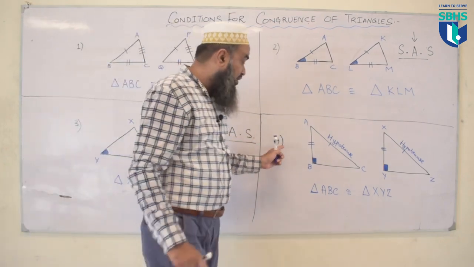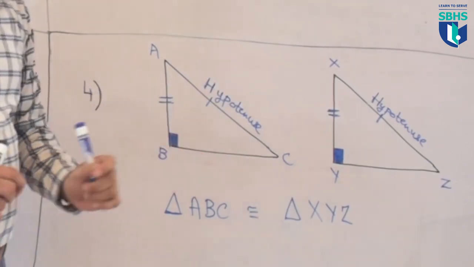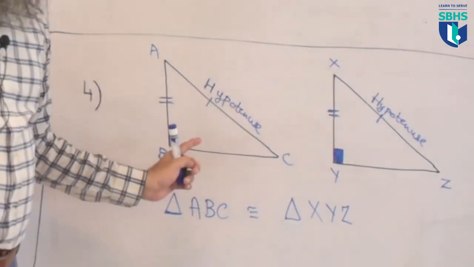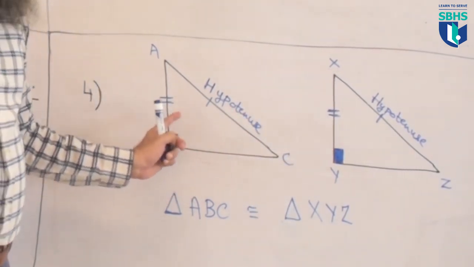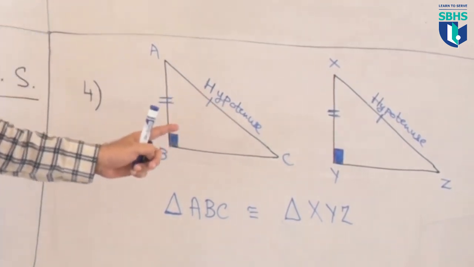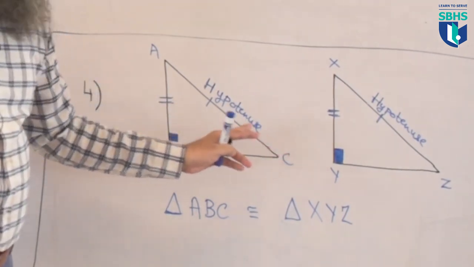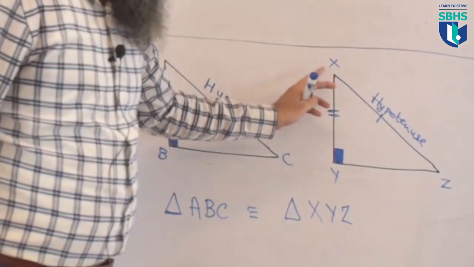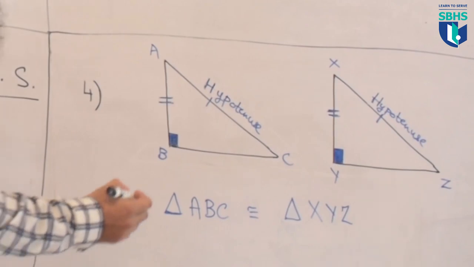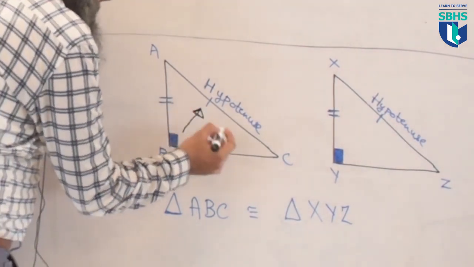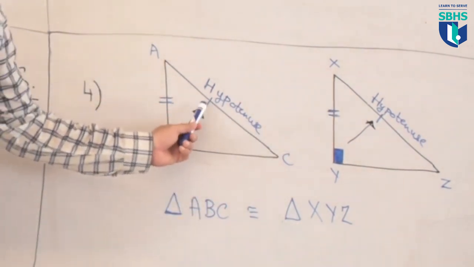What is the final condition? The final condition of congruence of triangles is, as you can see, a very unique one. In both the triangles, you can spot the 90-degree angle, which is the right angle. So of course, this condition is only for right angle triangles. As you can see, angle ABC and angle XYZ are equal and they are 90 degrees. And just opposite to the 90 degree angle, there is a side which is the longest side in the right angle triangle, that is the hypotenuse.